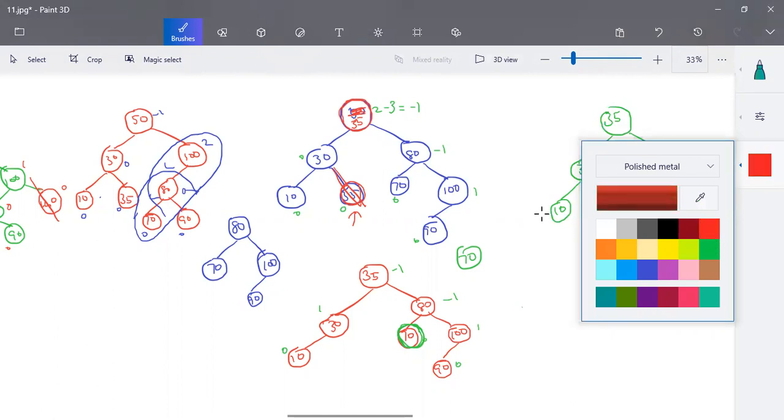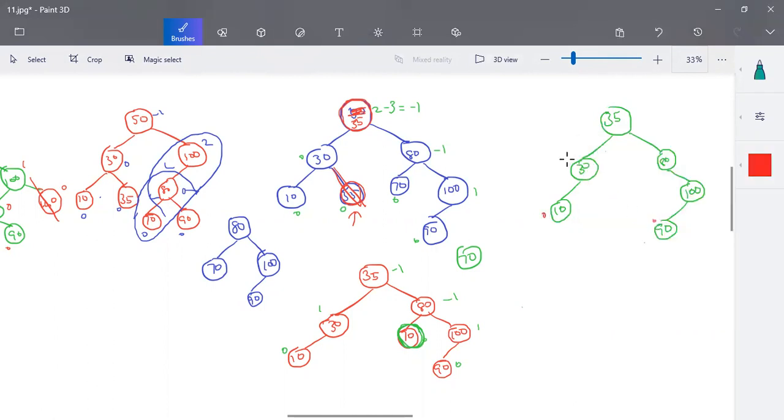Now calculate the balance factor. All the leaf nodes will have 0, and here it has 1 left subtree, so it is 1. And for this node, 1 left subtree, there is no right subtree. The height is 1 minus 0. And for 80, there is no left subtree, but for the right side, the height of the right subtree is 2. 1 minus 2 is minus 2.